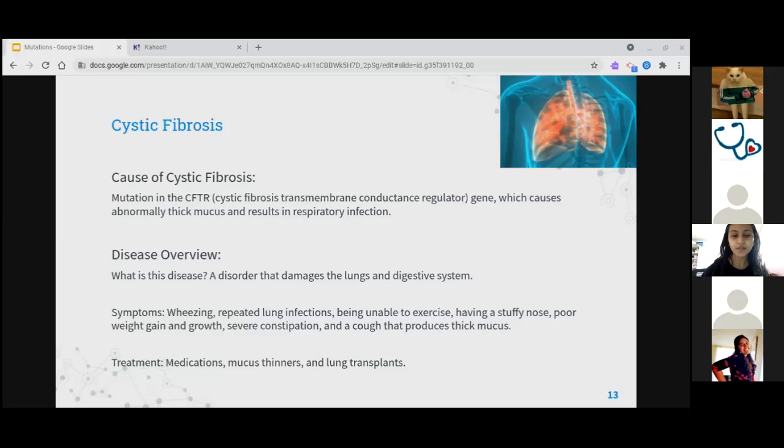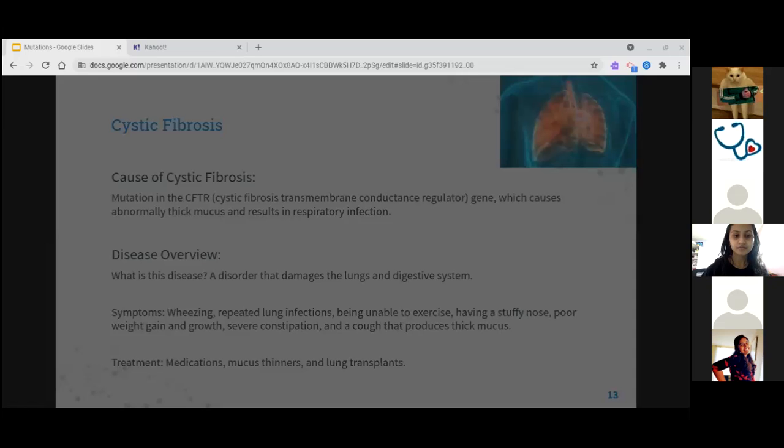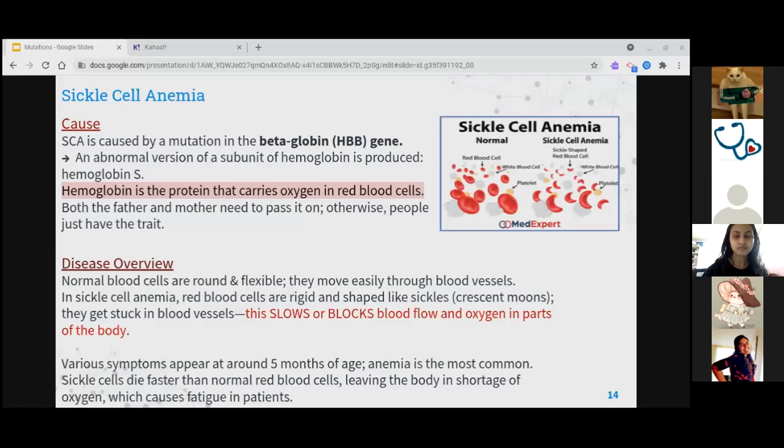We will now be moving on to sickle cell anemia. Sickle cell disease is caused by mutations in the beta-globin HBB gene that leads to the production of an abnormal version of a subunit of hemoglobin, known as hemoglobin S. Hemoglobin is the protein responsible for carrying oxygen in red blood cells. Both the mother and father must pass on the defective form of the gene for a child to be affected.